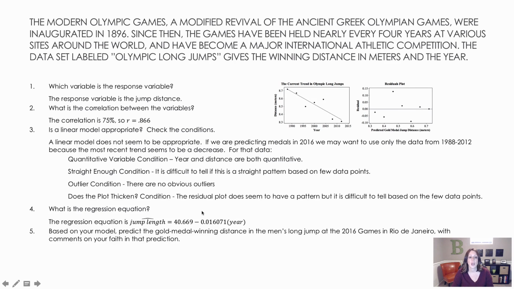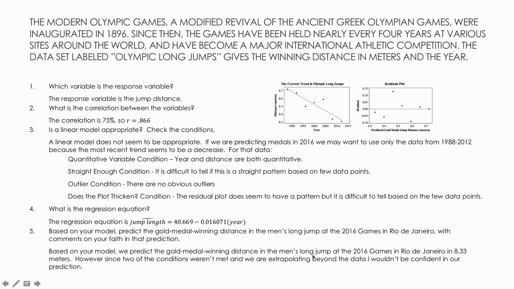The regression equation, after we changed to just this smaller data set, is jump length hat equals 40.669 minus 0.016071 multiplied by year. Using the year of 2016, we would find 8.33 meters. Again, because the conditions, we're concerned about two conditions, and again, we're extrapolating past the data that we have, which looks to go through 2013 or so. We should be a little bit wary of our results.